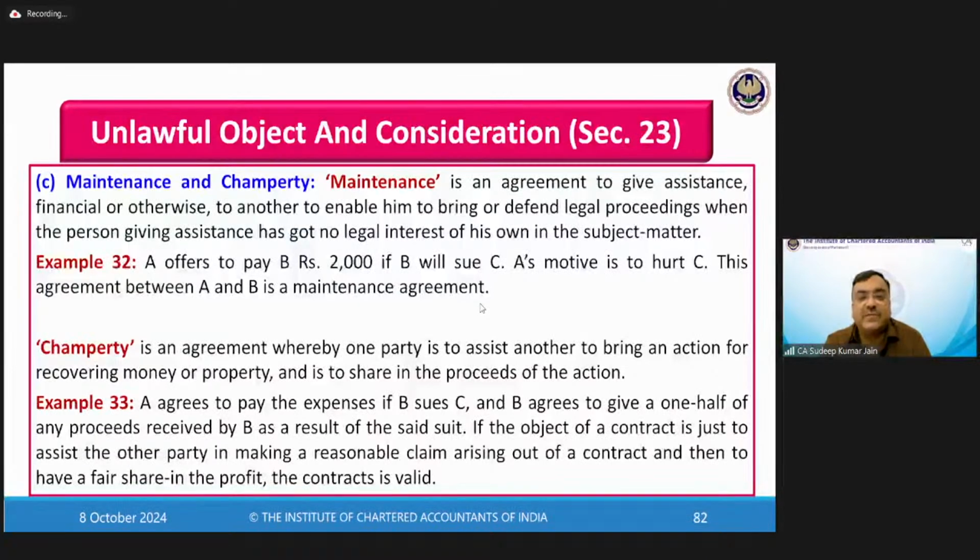Champerty is an agreement whereby one party is to assist another to bring an action for recovering money or property, and is to share in the proceeds of the action. It is champerty. A agrees to pay the expenses if B sues C, and B agrees to give one half of any proceeds received by B as a result of the said suit. If the object of a contract is just to assist the other party in making a reasonable claim arising out of the contract, then to have a fair share in the profit, this is valid. Fair share, reasonable claim, valid. But fake claim, unreasonable share, it is invalid, unlawful. Right? So I think now you are clear what is maintenance and champerty.